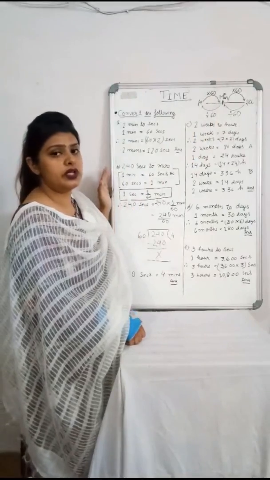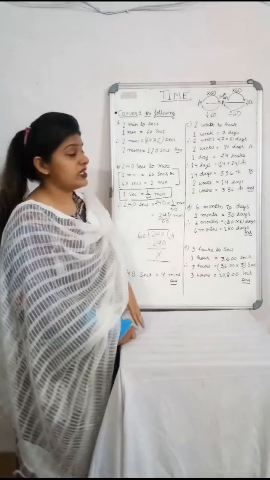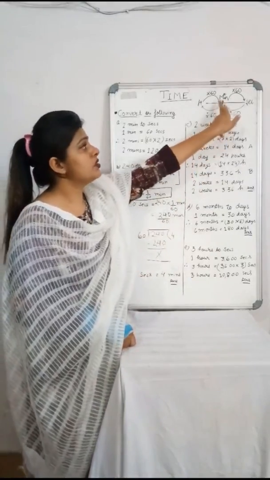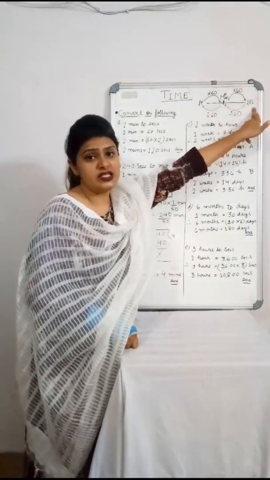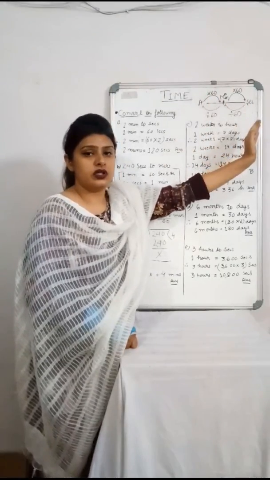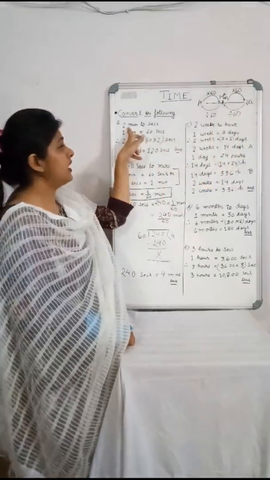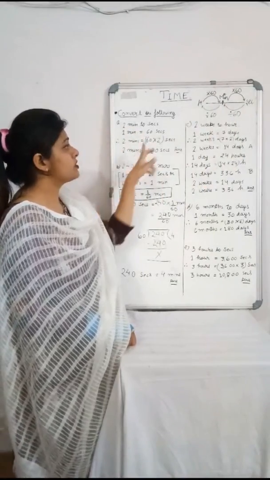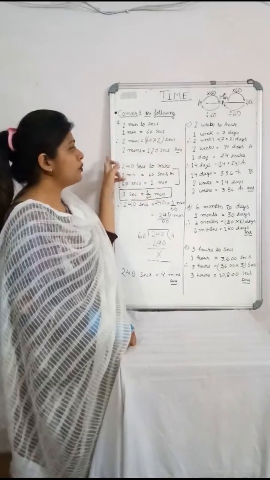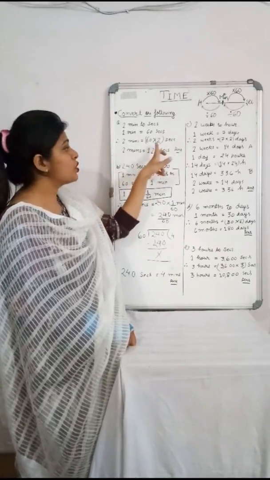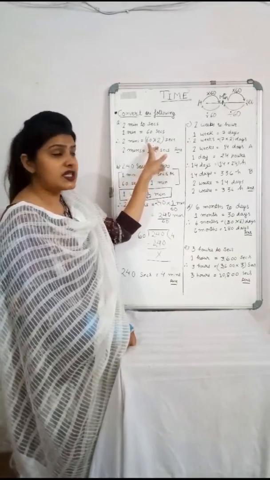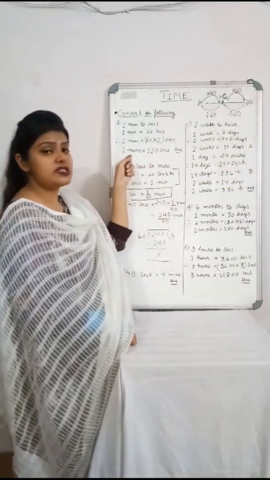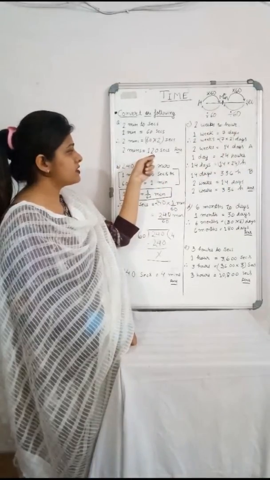Let's start with question number A. 2 minutes to seconds, that is, you have to convert minutes into seconds. That means you are moving forward. That means you will multiply 2 by 60. Let's see how. 1 minute is equal to 60 seconds. 2 minutes will have more seconds, that is 2 multiplied by 60 because we are moving forward. That is 2 minutes is equal to 120 seconds.